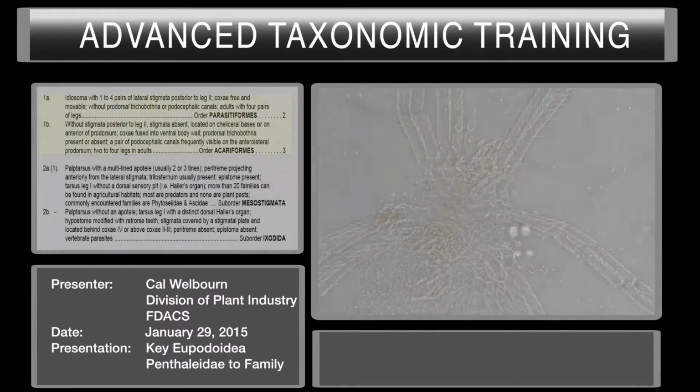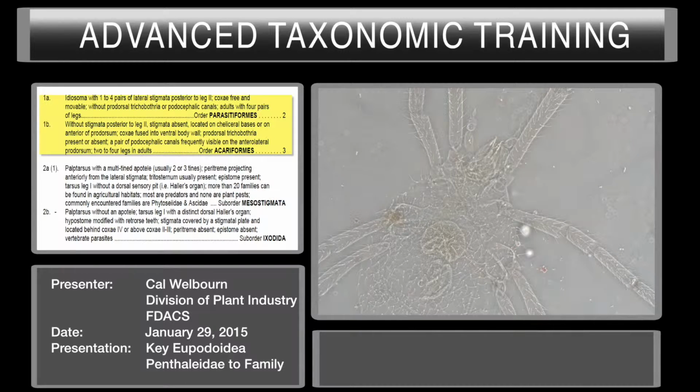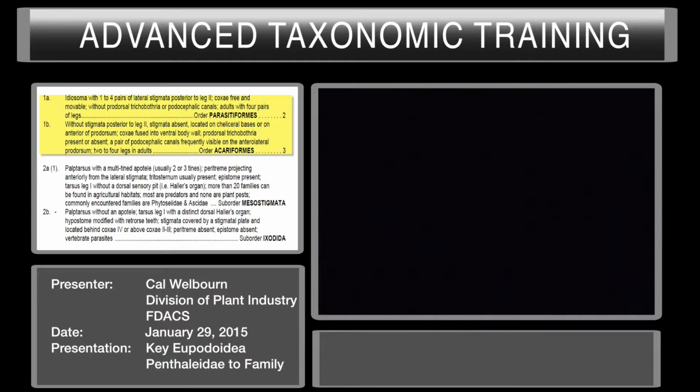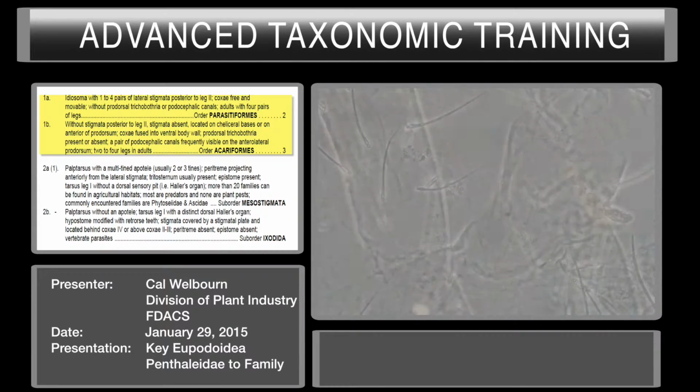Looking at this mite under low power, we see 1, 2, 3, 4 pairs of legs. And looking at the first couplet, we're looking for lateral stigmata, or stigmata in the gnathosomal region. We're going to go to a higher power, probably going to go to 40.